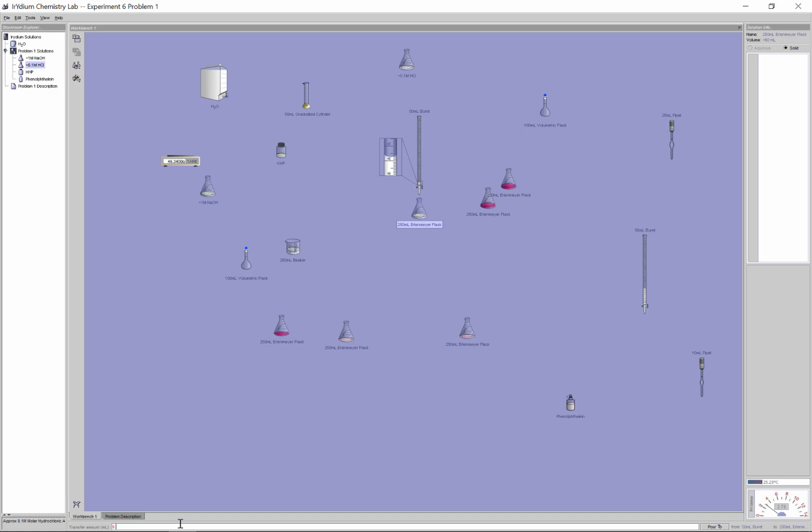Maybe I'm going to transfer in 0.1 at a time. I want to get really, really small intervals near the end so that when the first instance of this pink color shows up, I know when to stop, okay? And there we go. That would be the third titration done.